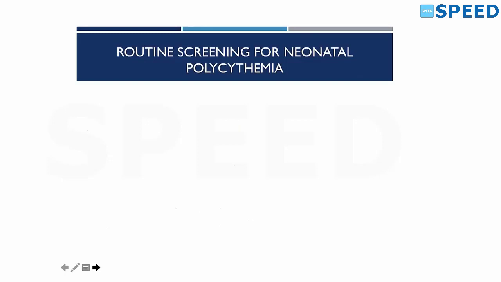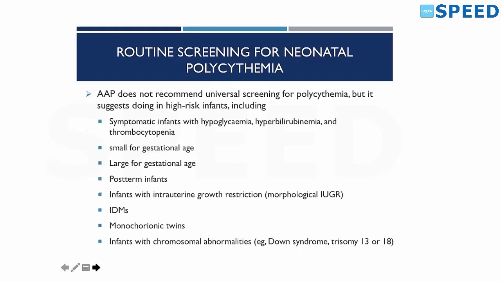In general, the routine screening for neonatal polycythemia is done in those patients who are having symptomatic hypoglycemia, hyperbilirubinemia, and thrombocytopenia, either small for age or large for gestational age. Post-term infants are going to have a high risk of polycythemia when compared to that of extreme preterms. Intrauterine growth retardation again will have been associated with polycythemia. Infants of diabetic mothers, monochorionic twins, and infants with chromosomal abnormalities, all of them will be at risk of having polycythemia.